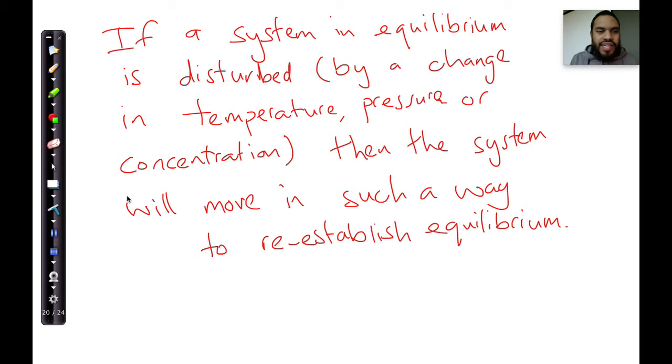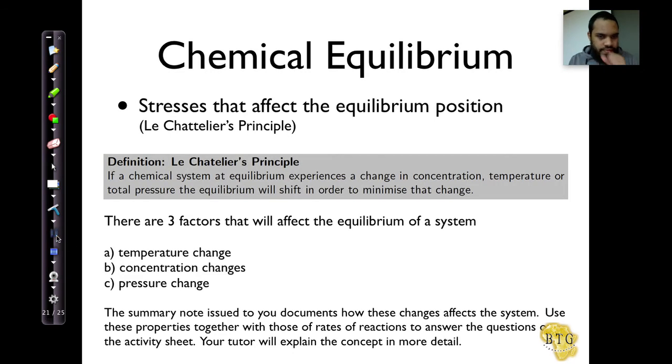Okay, so let's give you a summary set of rules to see how exactly Le Chatelier's principle affects a system. And that's where the word favoring comes in. So the summary note issued to you documents how these changes affect the system. In other words, how a temperature change will affect the system, how a concentration or pressure change will affect the system. Use these properties together with those of rates of reactions to answer the questions on the activity sheet. Now, I'm going to give you some questions because I have no idea where these questions even are, and I haven't seen the summary note for some years.